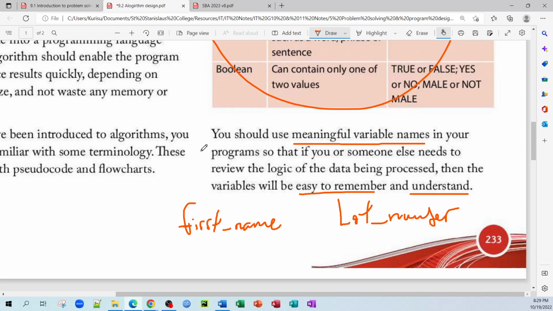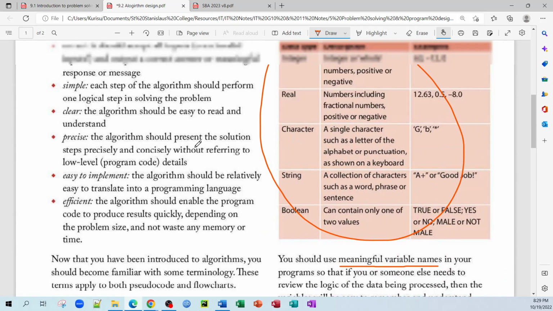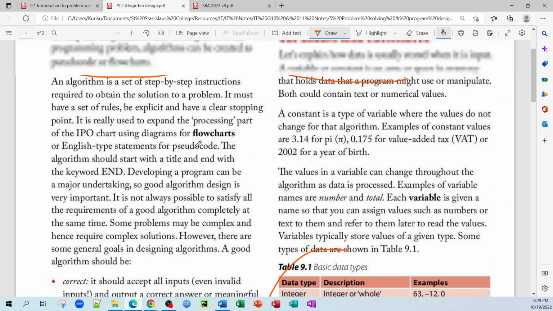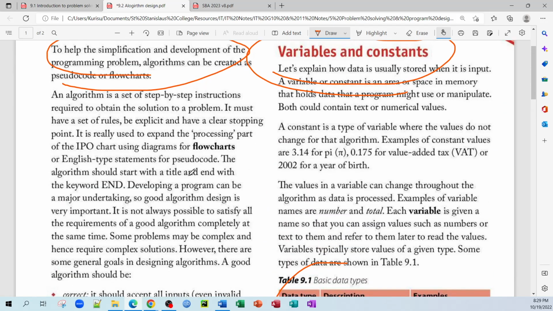So did I show you guys how to create a pseudocode? Did I give you a guide as to how to create pseudocode?